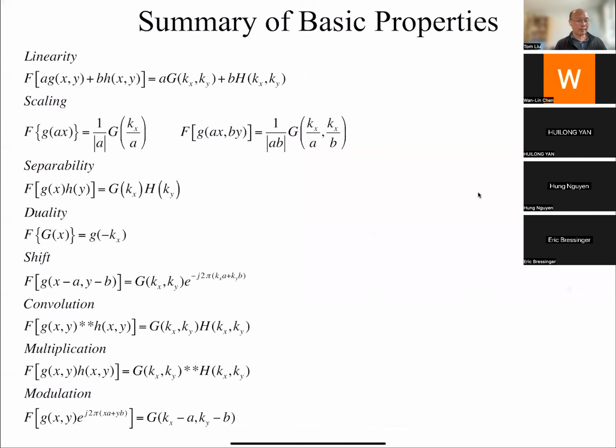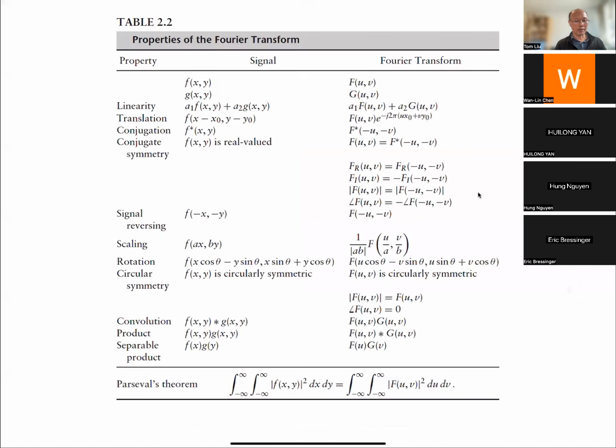Okay, so just to summarize, these are the basic properties. We talked about linearity, scaling, separability, duality, shift, convolution, multiplication, modulation. The book also has a similar organization of the properties, including some we didn't talk about, just with different notation. Once again, u and v are kx and ky.